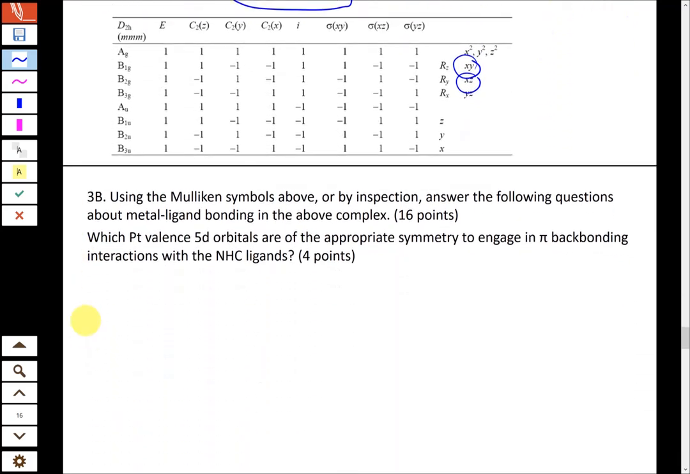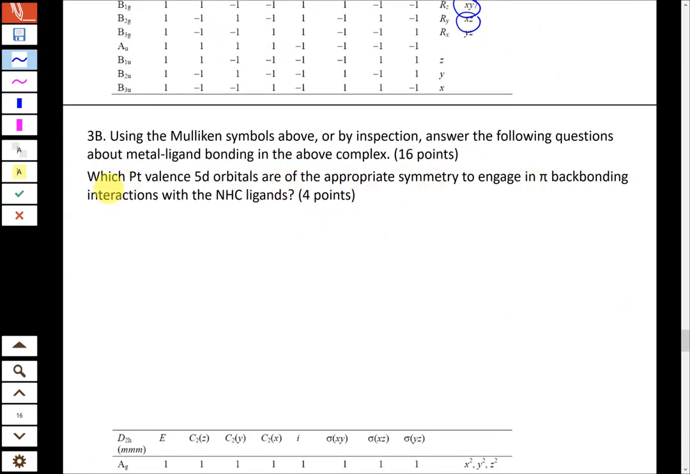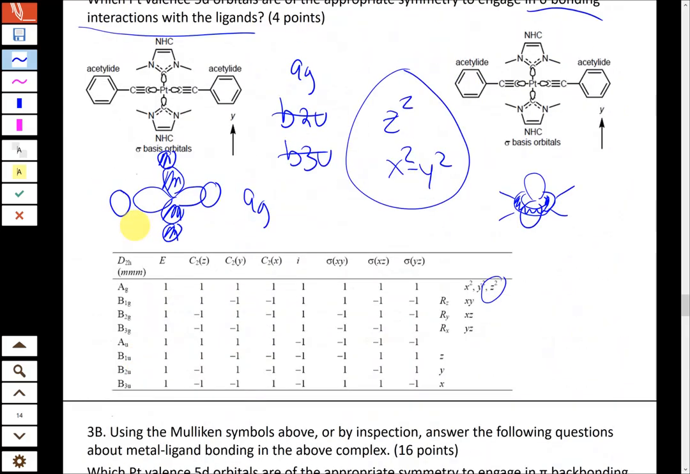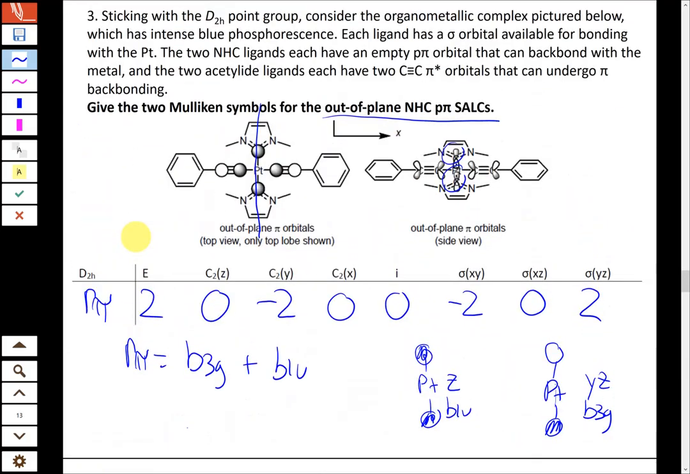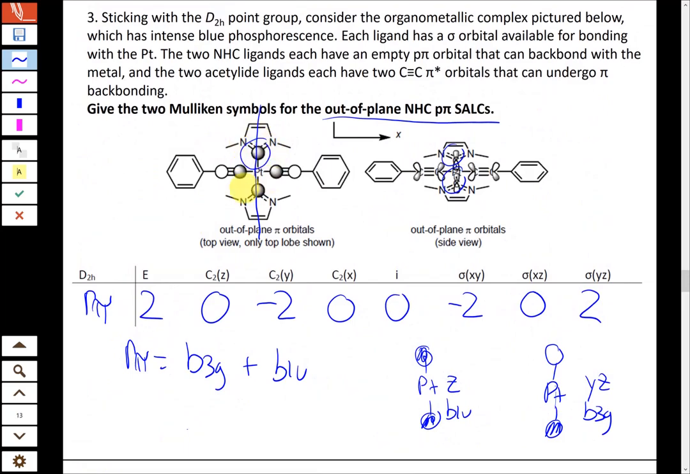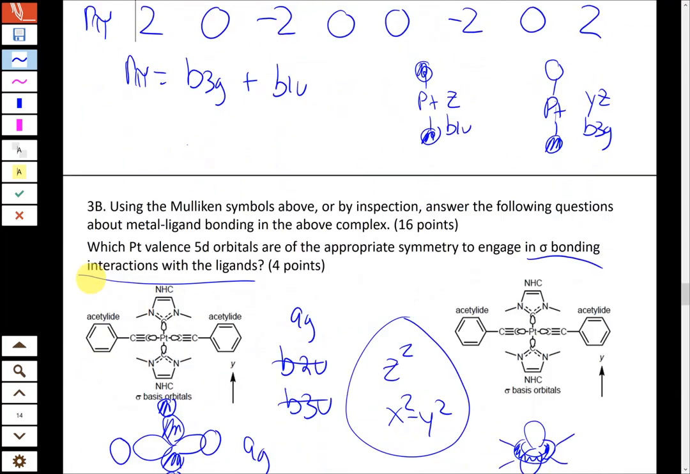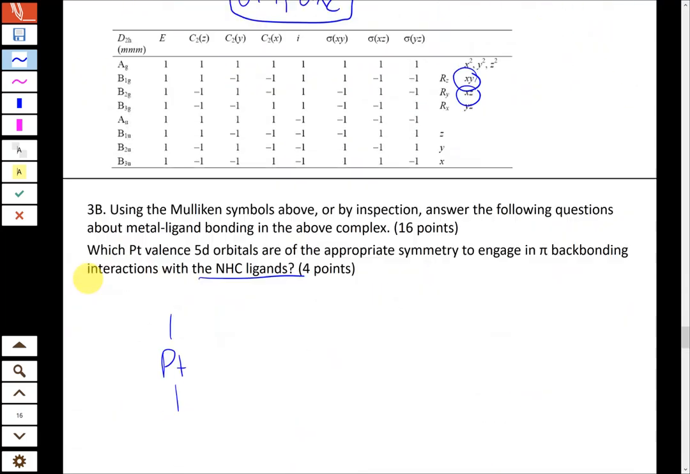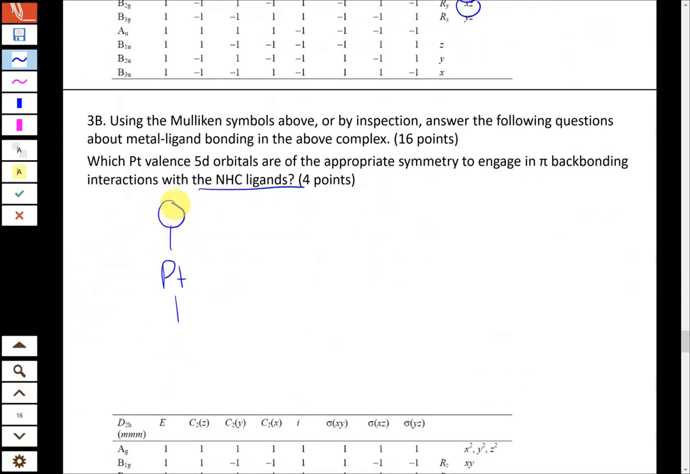And then finally, we want to know which of the ones are of the appropriate symmetry to engage in pi back bonding with the NHCs. So those are going to be the ones that are in the z direction, and the only difference with the NHCs is that they only have one pi orbital each. So for the NHC ligands, which are, again, these ones here at the top, these are the pi orbitals that we're considering now. Those pi orbitals, there's only one on each ligand, so we don't have both combinations, we just have the one that's perpendicular to the plane or in the z direction. So we have, again, the in phase or out of phase combinations of those two.